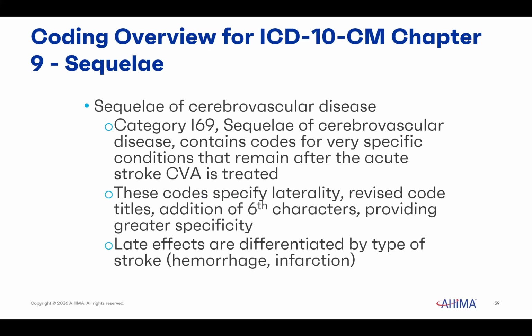Once somebody's had a stroke, we can have late effects or sequela of cerebral vascular disease. And in this code category, we can have sequela for specific conditions that remain after the initial stroke episode has been treated. These codes specify laterality, have revised code titles, and have additional 6 characters that provide greater detail or specificity. And late effects are differentiated between the type of the stroke, whether it's a hemorrhage where the blood vessel burst or an infarction.